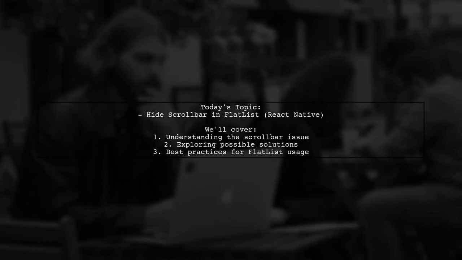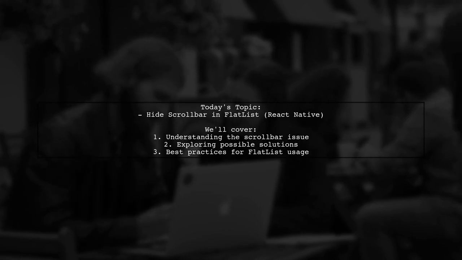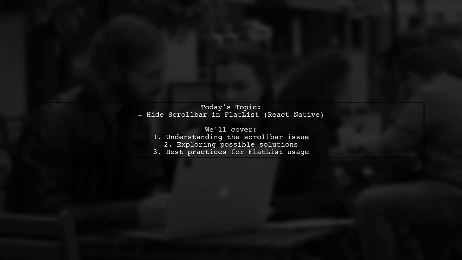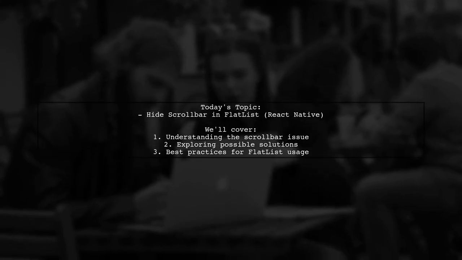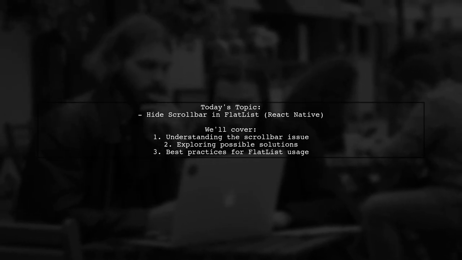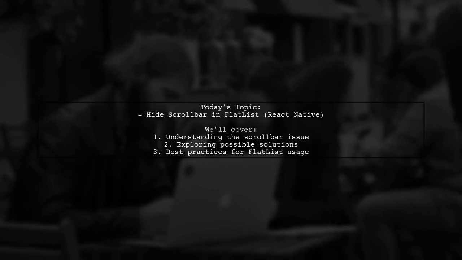Today, we're tackling a question that many developers encounter when working with FlatList. Our viewer is trying to use FlatList horizontally in their app, but is facing an issue with the scroll bar. They want to know if there's a way to hide the scroll bar, similar to the option available in ScrollView. Let's dive into this challenge and explore potential solutions together.